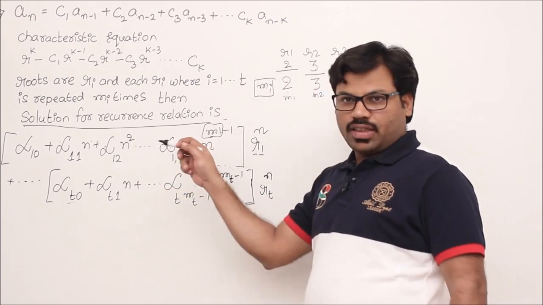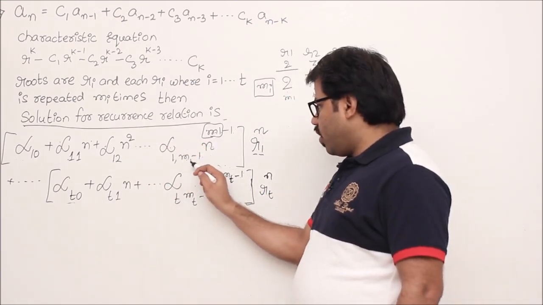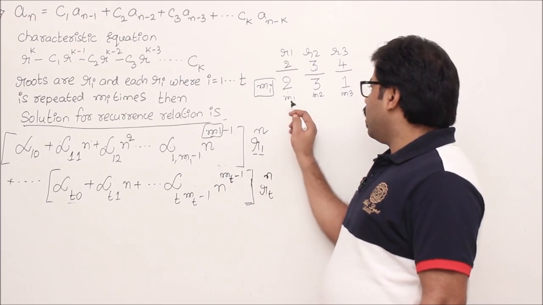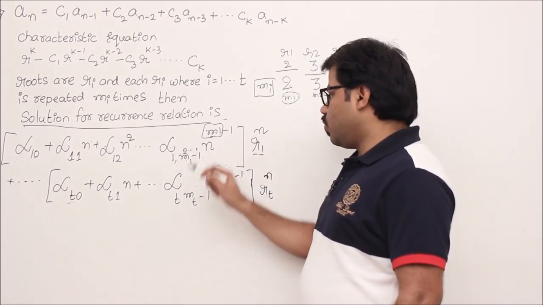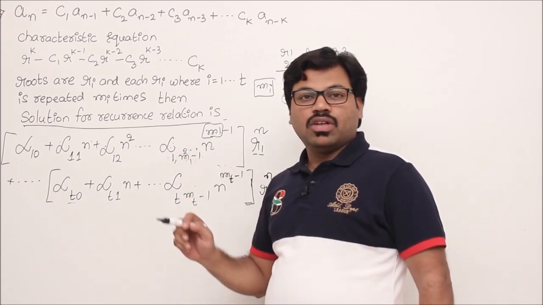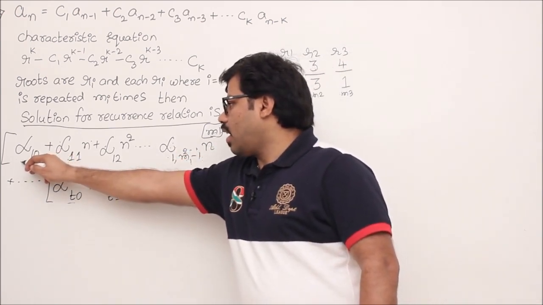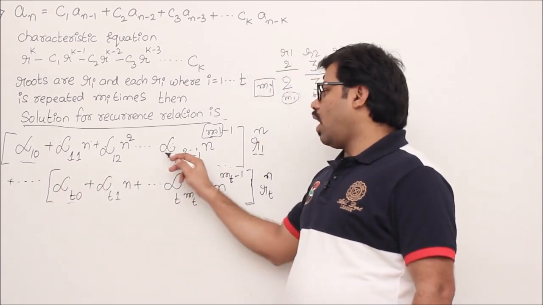Sir, how long should we go like this? Up to m1 minus 1. What is m1 here? The number of repetitions, 2, correct? 2 minus 1 is 1. That means alpha 1,1. So we should write this equation starting at alpha 1,0 and going up to alpha 1,1.